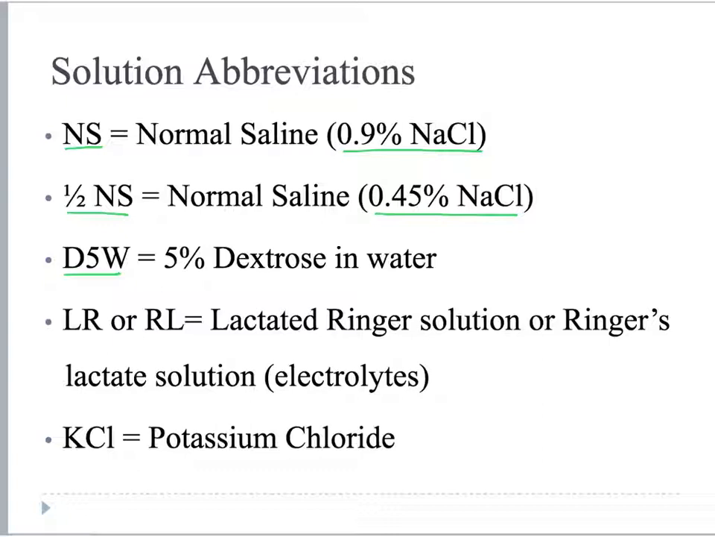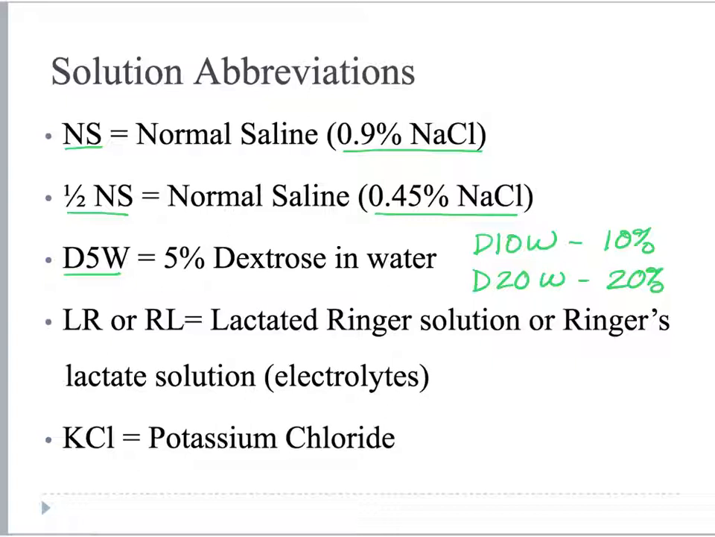Dextrose is a sugar, so this is like a sugar solution or an electrolyte solution. Our dextrose solutions could be different strengths. So you might see something like D10W, which would just be 10% dextrose in water, or D20W, which would be 20% dextrose in water. Okay, so D5W is just one example, but when you see the D and the W, you're looking at that dextrose solution, and the percentage is what is in between those two.